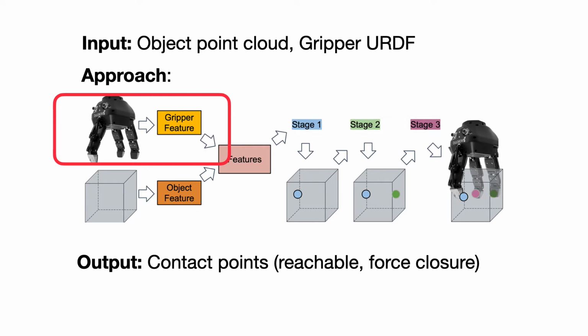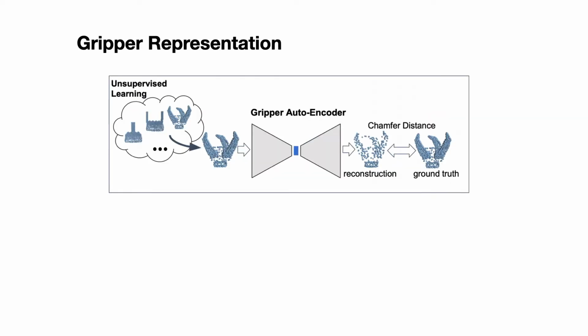UniGrasp is able to extract the gripper geometry and kinematics features and concatenate them with the object feature in the encoding stage. We will explain this module first. We first use the URDF file of the gripper to generate the point cloud of the gripper in given configurations. We use this point cloud as the input to train an autoencoder so that we can learn a low-dimensional latent space that encodes the geometry of the robot hand in specific joint configurations.